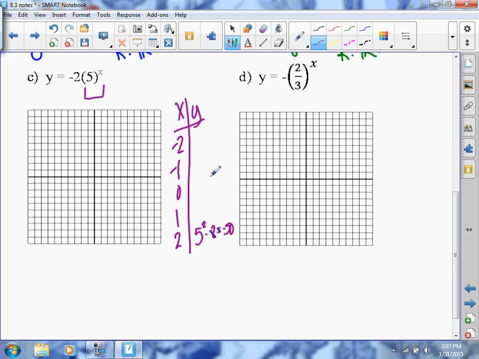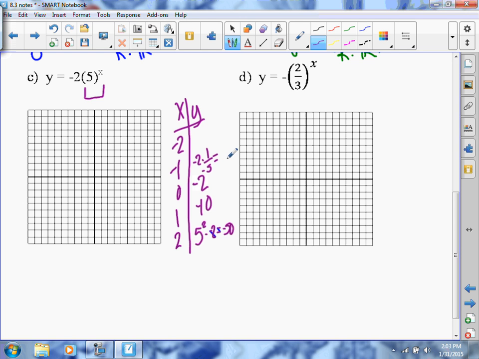Okay, for the next one, we have 5 to the first, which is 5, times negative 2, which is negative 10. Anything to a power of 0 is 1, but remember, it's just the 5 that's being raised to a power of 0. So then you have 1 times negative 2, which is negative 2. Now, for the negative 1, it just applies to the 5. So you'll have 5 to the negative 1. So that's like negative 2 times 1 over 5. So it's 2 divided by 5, basically, which is going to be negative 0.4.